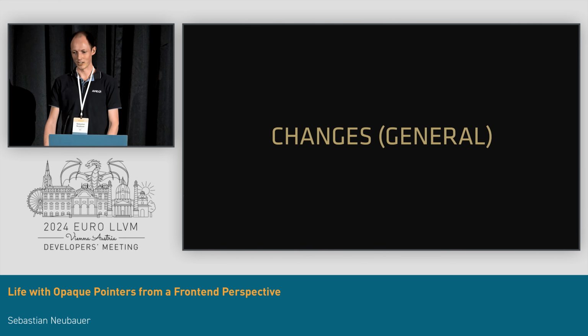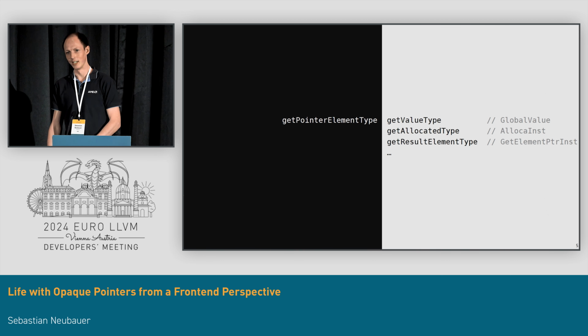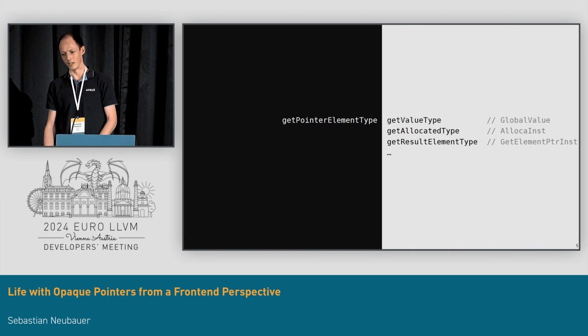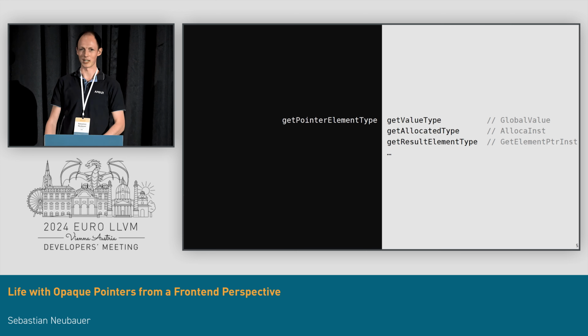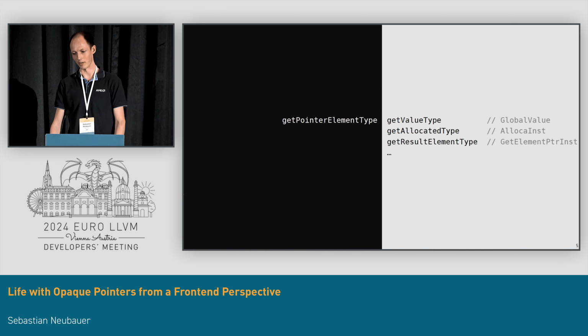So in general, if you had a getPointerElementType call before, you can sometimes replace it. If you have a global value in your hand, you can call getValueType, and it does exactly the same thing that getPointerElementType did before. Similarly, if you have an alloca instruction, you can call getAllocatedType. Or if you have a getElementPtr instruction, you can call getResultElementType. And there are a few more of these.